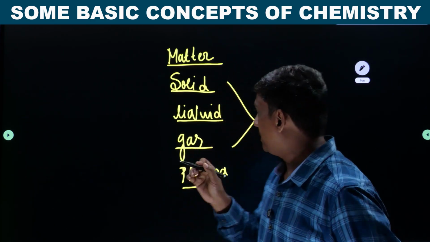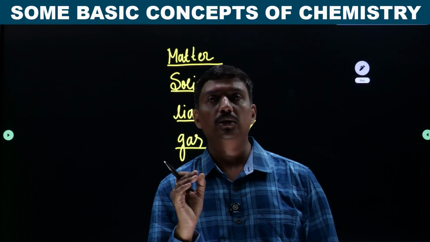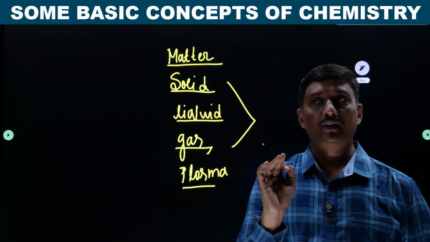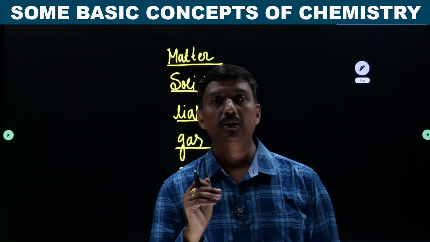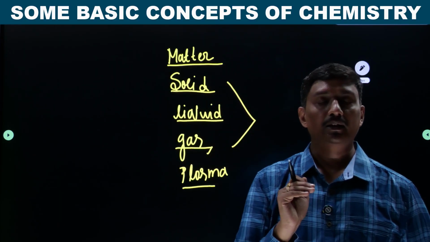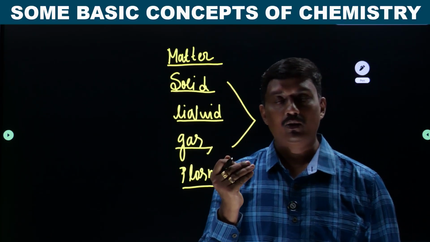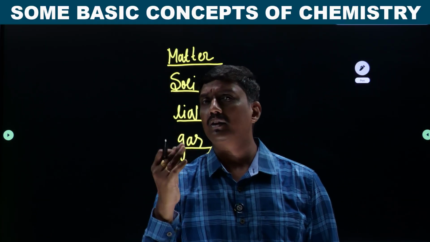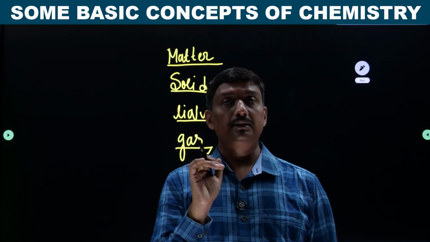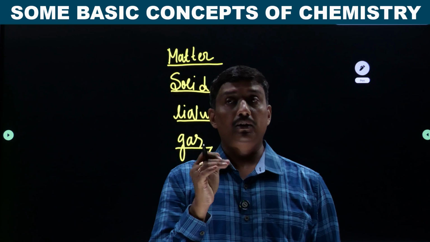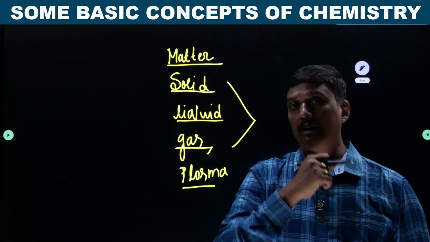The third state is a gas. Usually this gaseous state is invisible. For example, oxygen, which we are inhaling, carbon dioxide we are exhaling, nitrogen, helium, neon, argon, nitric oxide, nitrogen dioxide. These are different types of gases. So we can feel the gases, but we can't see them. Then how does it differ from solid and liquid?